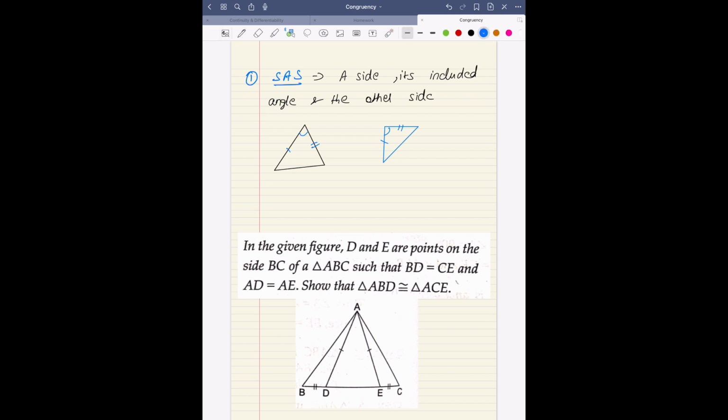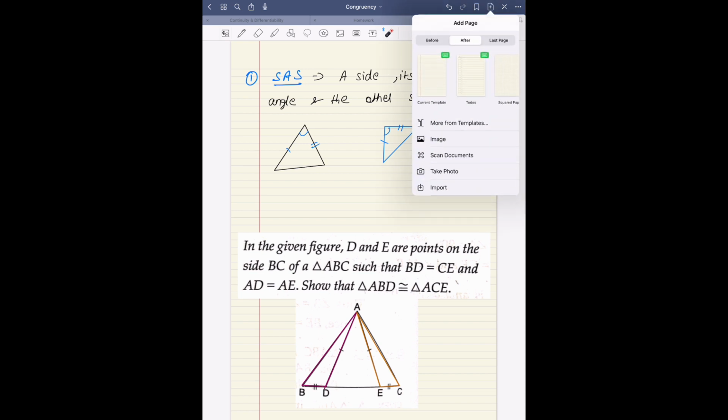So the two triangles in question are, let me highlight this. One is A, B, D, and the other triangle we are talking about is A, C, and E. I'm highlighting it so that you just focus on these two. Now, the question is, how do you prove it? As I said, we will be using the SAS criterion to prove it.